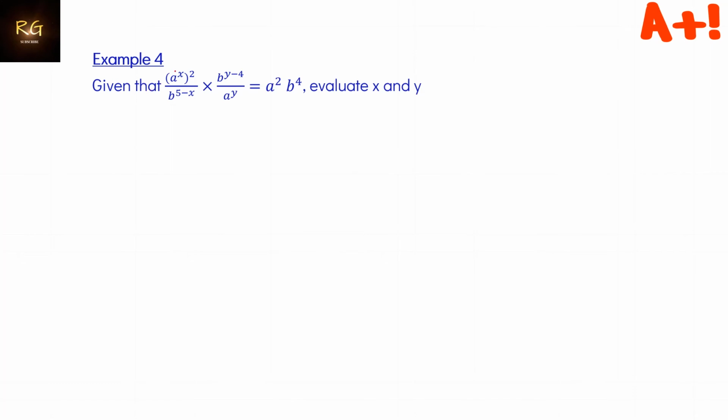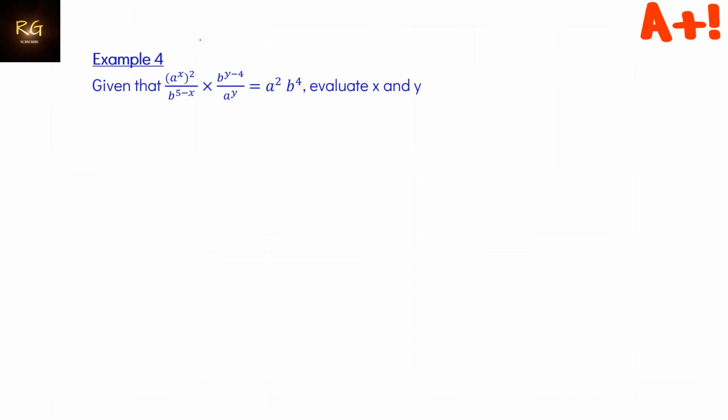Now let's try to do example 4. Given that (a x to the power of 2) over (b to the power of 5 minus x) multiplied with (b to the power of y minus 4) over (a to the power of y) equals a square multiplied with b to the power of 4, and they ask us to evaluate x and y. The method is pretty similar to example 3.